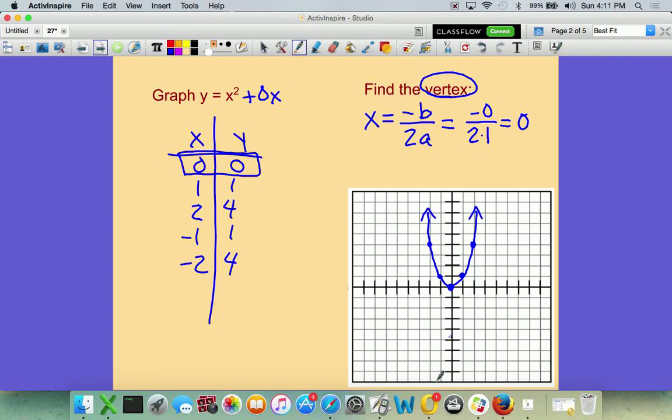So here is our vertex. That's kind of like our bouncing point, on each side of the vertex is exactly the same. Alright, so it's very important to be able to find that vertex, and that's what we're gonna do from here on out.